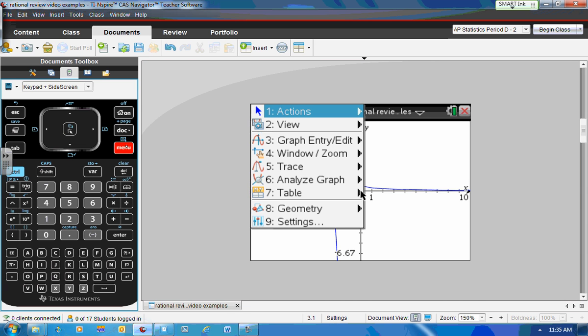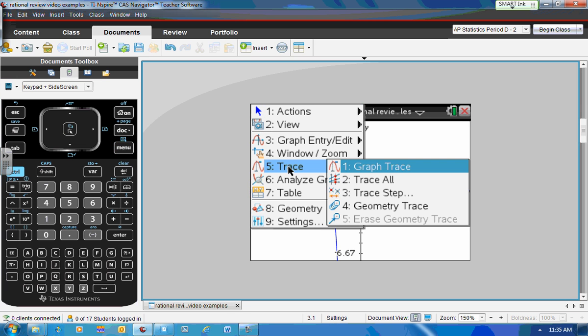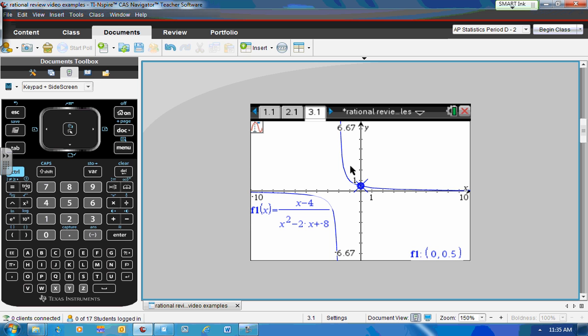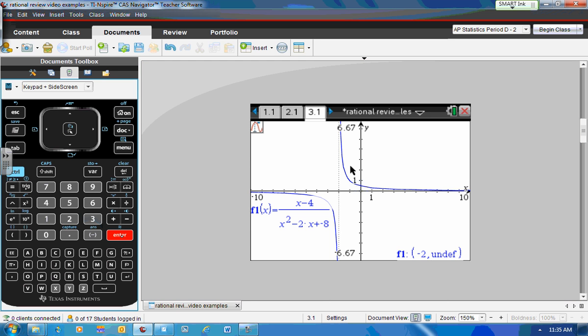And I'm going to go to trace and graph trace, and I'm going to look at -2, and I see that yes indeed, I do have a vertical asymptote with the equation x equals -2. And let's plug in that other domain restriction, 4. So here I see a line at 4. It looks as if the graph is continuous at 4, but this is telling me it's undefined. What's actually happening here is there's a hole in the graph.